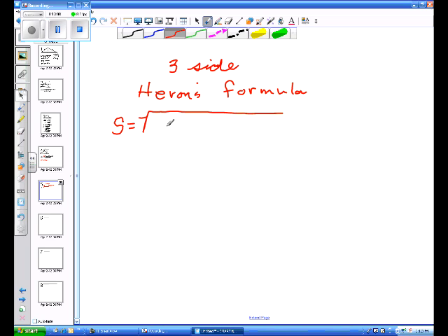Heron's formula simply says that the area is equal to the square root of s, that's a little s, times s minus a times s minus b times s minus c, where s is what we call the semi-perimeter. It's the sum of the sides divided by 2. Semi meaning half. It's half the perimeter. And that's Heron's formula. It's just a matter of substituting in.